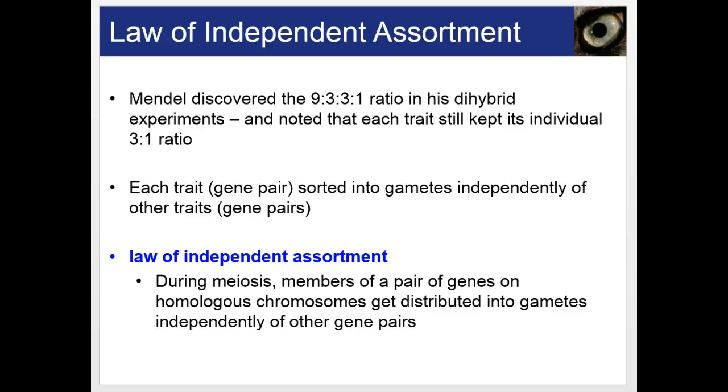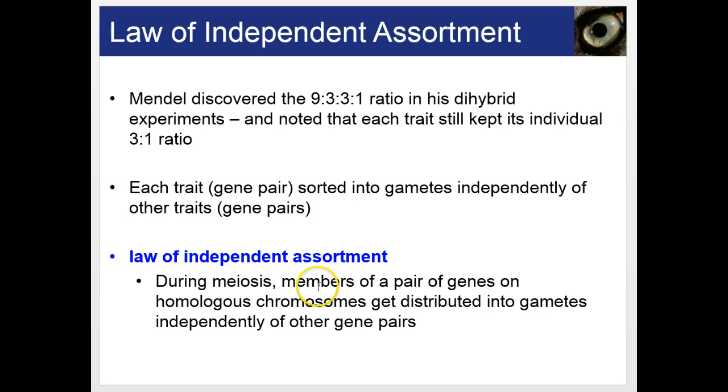And then Mendel discovered that 9 to 3 to 3 to 1 ratio in his dihybrid experiments and noted that each trait still kept its individual 3 to 1 ratio. So the purples were still always 3 to 1 and the tall always 3 to 1. Each trait or gene pair sorted into gametes independently of each other. So basically, the tall and the color did not affect each other.